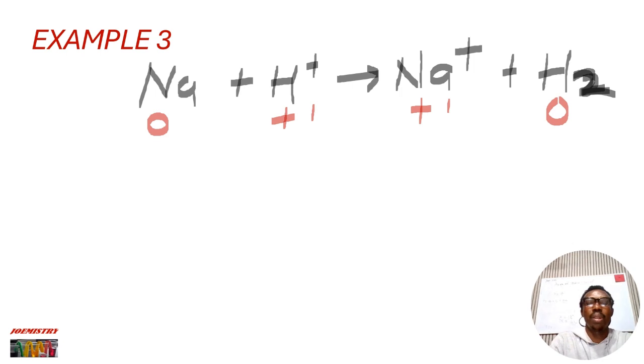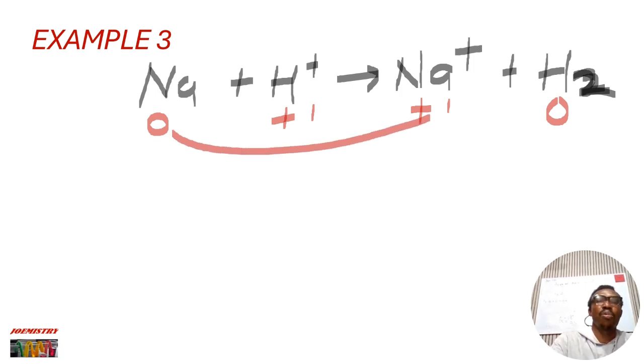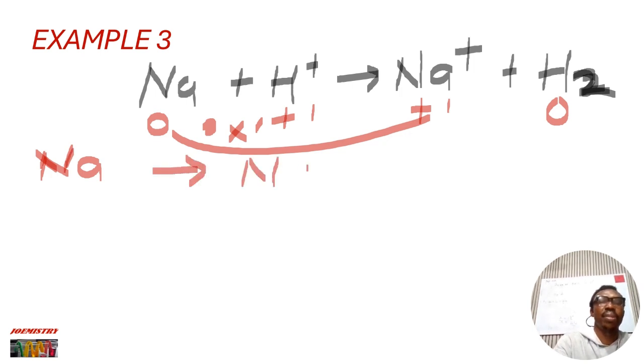Then the next step is to divide the equation into two half cell equations, oxidation and reduction half cell equations. From our previous lecture, oxidation is an increase in oxidation number, while reduction is a decrease in oxidation number. You can see that sodium increases from 0 to +1. That is oxidation. So this is the oxidation half cell: sodium gives you sodium ion, an increase in oxidation number.